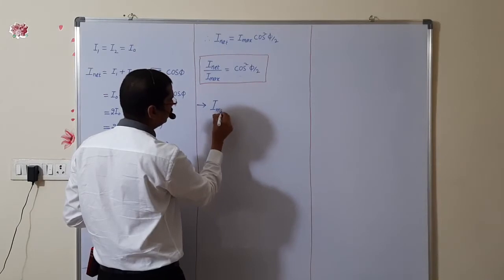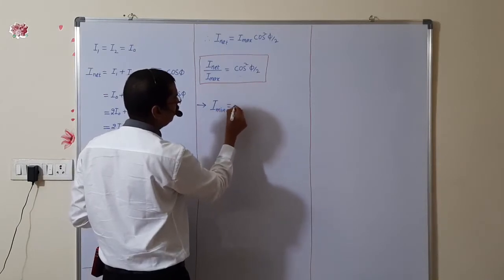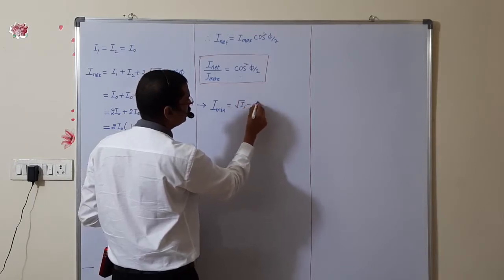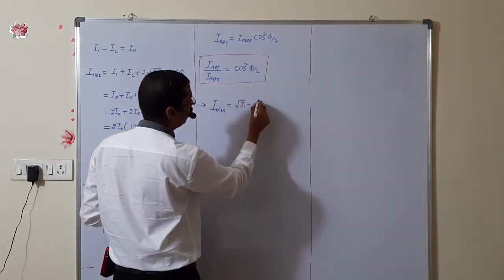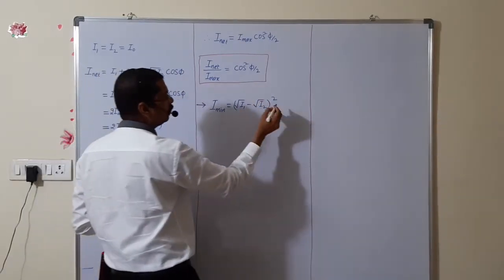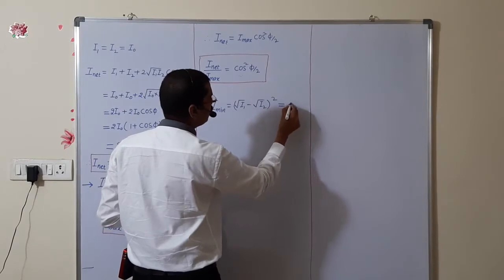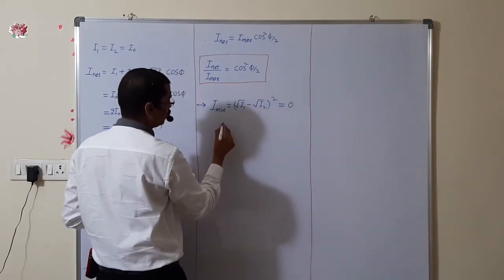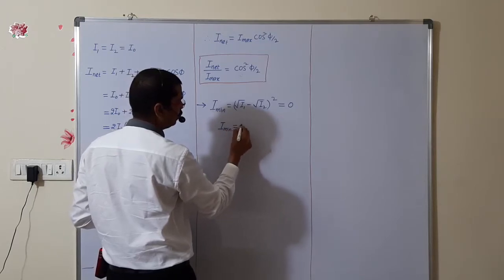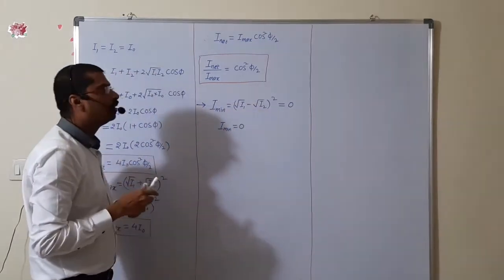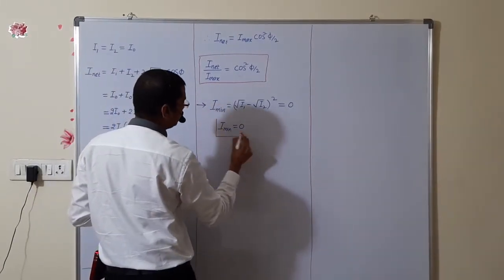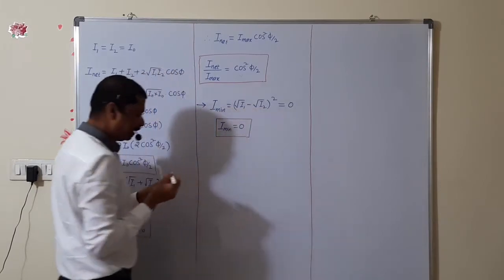The second one is I minimum. What is the formula for I minimum? Root I1 minus root I2 whole square. These two values are equal, that's why I minimum is 0. Whenever the two waves are identical, I minimum is 0 and I maximum is 4 I naught. This is in terms of intensities.